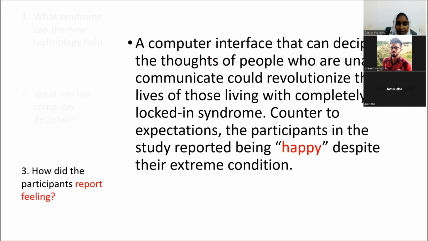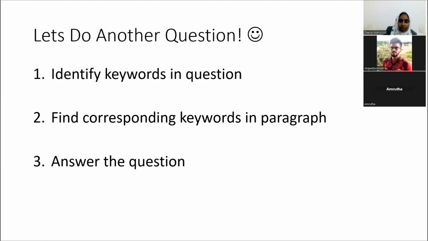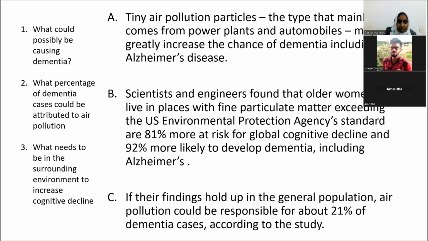So next, how did the participants report feeling? If you see, counter to expectation, the participants in the study reported, you find the keyword, being happy. So happy is the answer. All right. Okay, so let's do another question. We'll have to identify the keywords in the question, find the corresponding keywords in the paragraph, and let's answer the question.